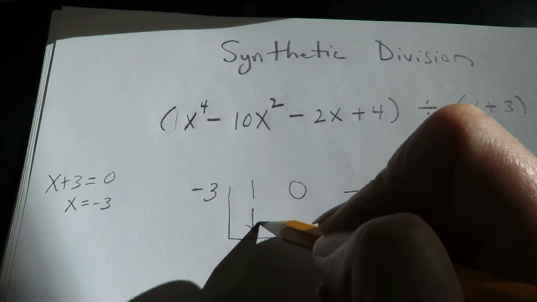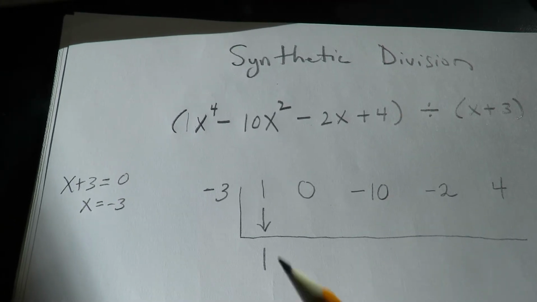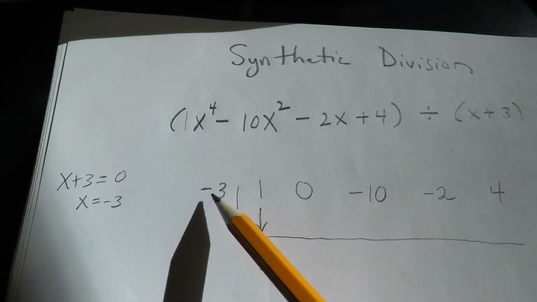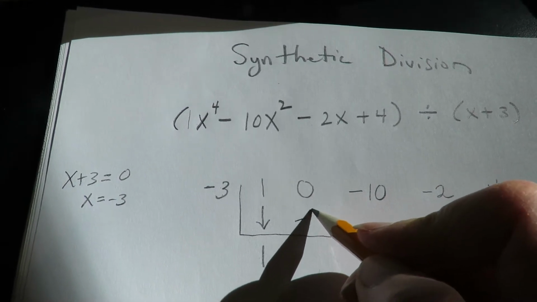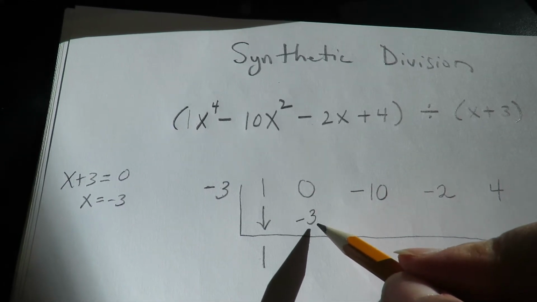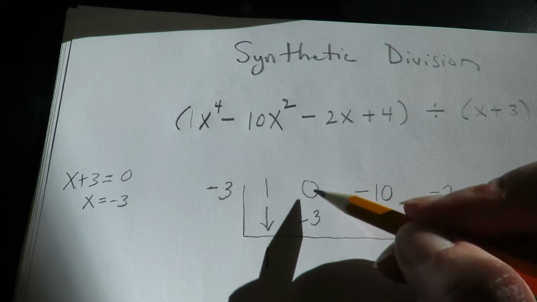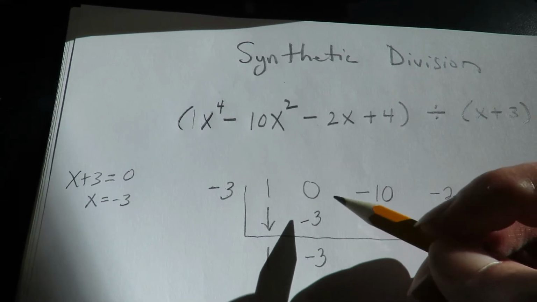You always pull the first number down, whatever it is. Then you multiply this times this, and you put it here. I multiplied this times this, I put it here. Now I'm going to add. The pattern repeats, okay? It's going to repeat after this. I just did a whole cycle.